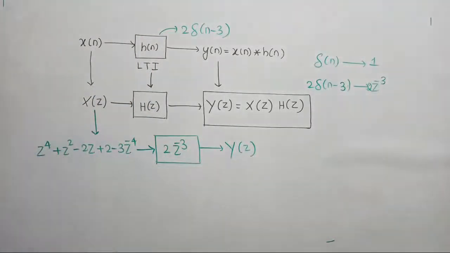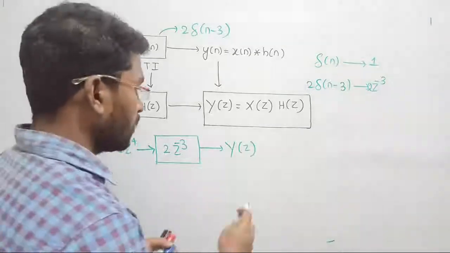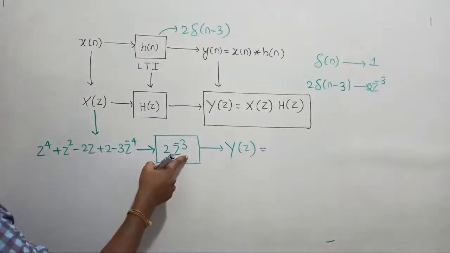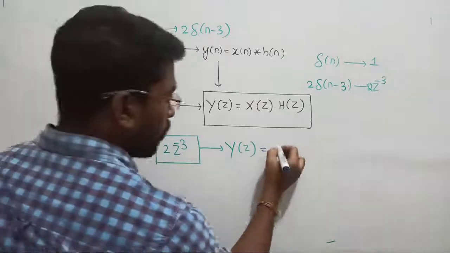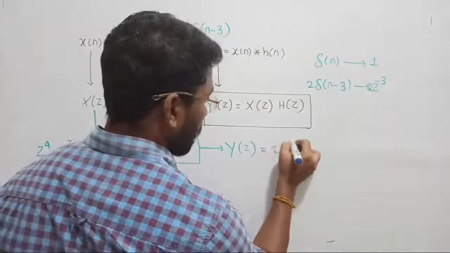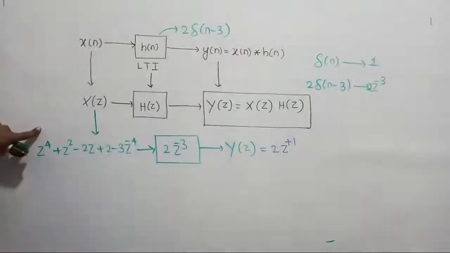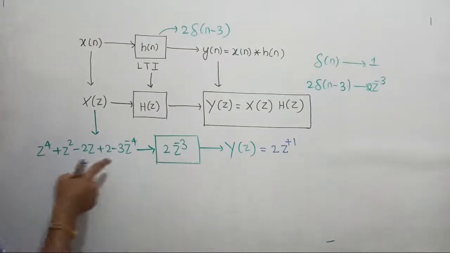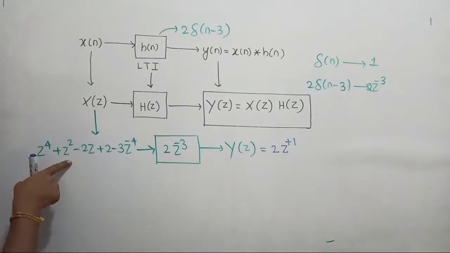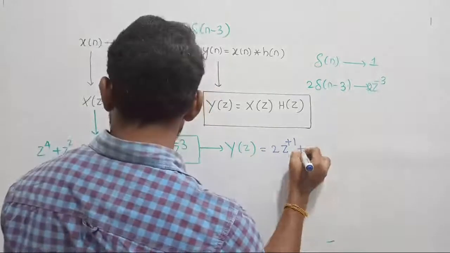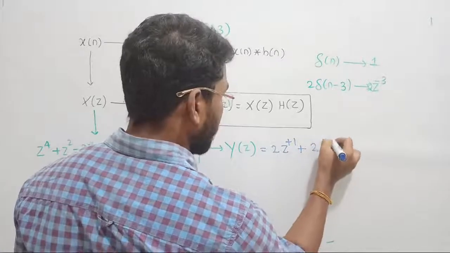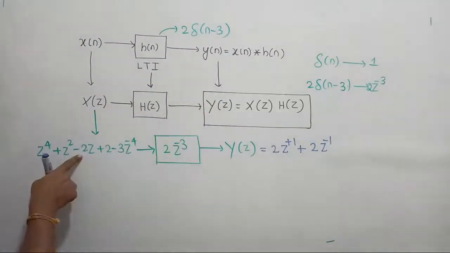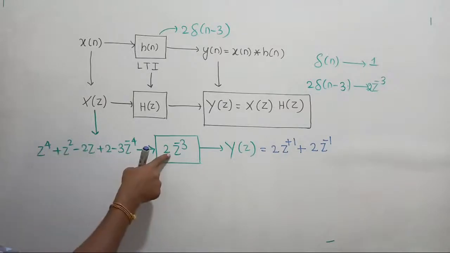Do it by yourself. Shall we do it? Yes. First, 2 into z power minus 3 into z power 4 will become 2 z power 1, because 4 minus 3 is plus 1. Then 2 into z power minus 3 into z power 2 will become plus 2 z power minus 1, because minus 3 plus 2 is minus 1. Next, minus 2 into z: 2 into 2 will become 4.